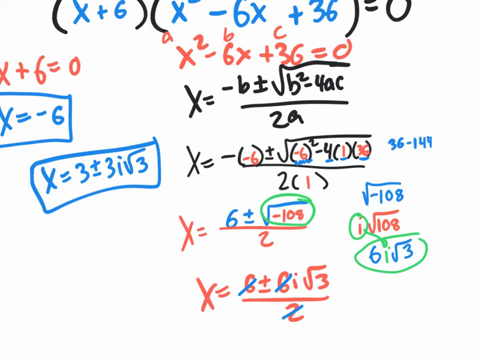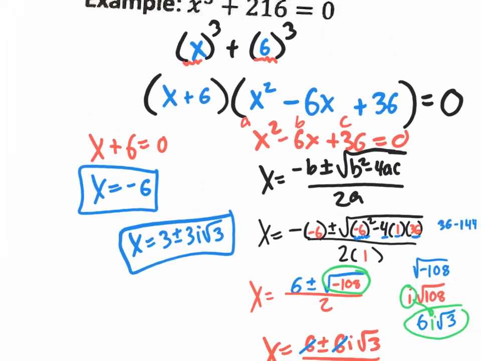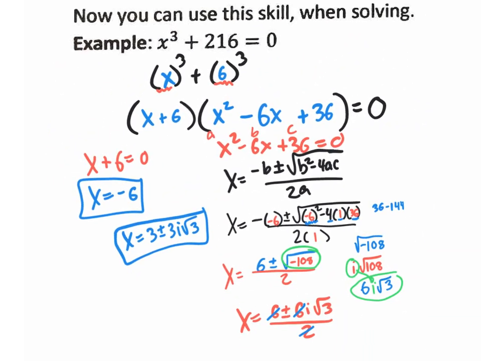That's your final answer. So you do have 3 answers to this cubic equation. That makes total sense. One of them is real. The other 2 are not. The other 2 are complex. They're imaginary. So if I were to tell you how many times will this cubic function cross the x-axis, what would you say? Only once. Where would it be? At the location, the x-intercept of negative 6.